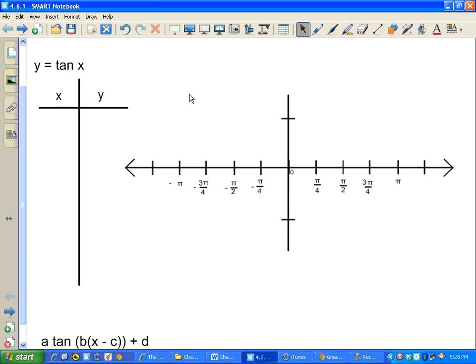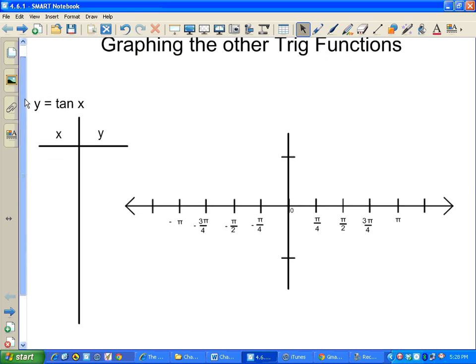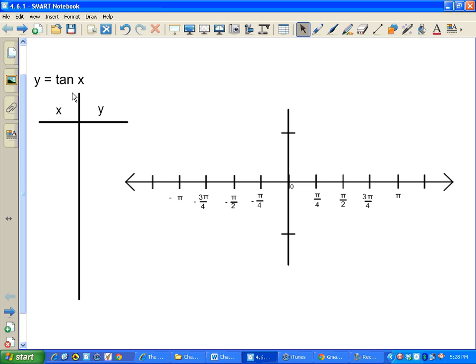All right, we're going to start with the rest of the trig functions here. We're going to start by looking at the tangent function. And so we'll start with just a table of values that we know. We're going to use the ones from our unit circle.